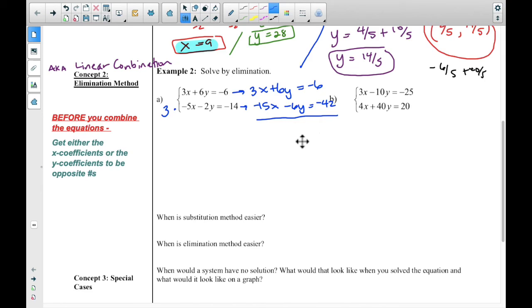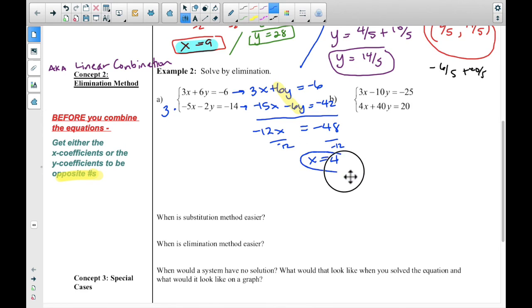So now, look what I did. I got the 6 y's to match up. What I'm saying is, over here, they are opposite numbers. They're both 6, but one's +6, one's -6, and they're both on the y values. Now that I've done that, I can add these two equations together. And so I get -12x, the y terms cancel off, and I get -48. I'm going to divide by -12, and I'm going to get my final answer.